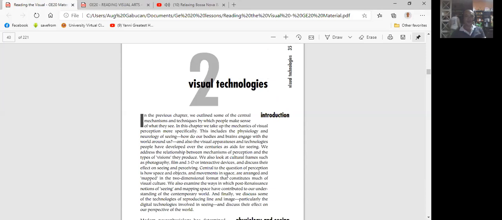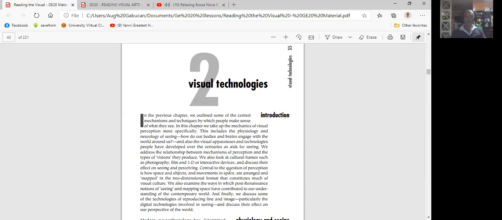Chapter 2. So in the previous chapter, we outlined some of the central mechanisms and techniques by which people make sense of what they see. So this chapter will take up the mechanics of visual perception more specifically. This includes the physiology and neurology of seeing. Physiology refers to the physical body, neurology to the brain. So how do our bodies and brains engage with the world around us? And also the visual apparatuses and technologies people have developed over the centuries as aids for seeing. So we address the relationship between mechanisms of perception and the types of vision they produce.